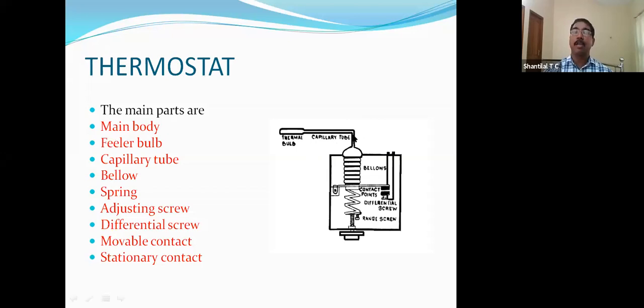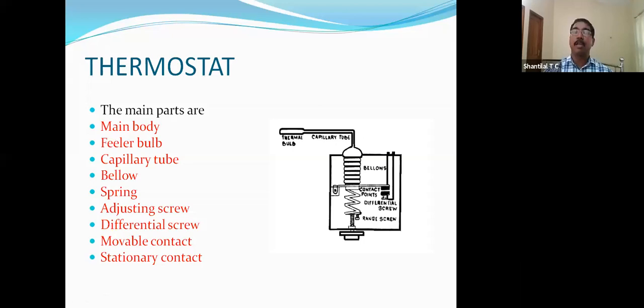Suppose our refrigerator refrigerant is R600A. So here the thermal bulb, capillary tube, and bellow have R600A. So the same refrigerant, we are saying volatile substance. Okay. Then these contact points are connected in series with the compressor motor in small systems.